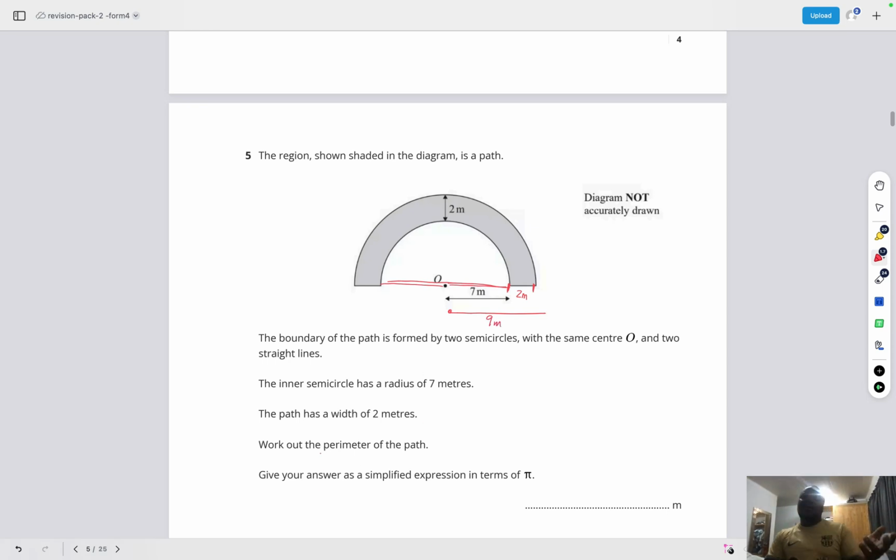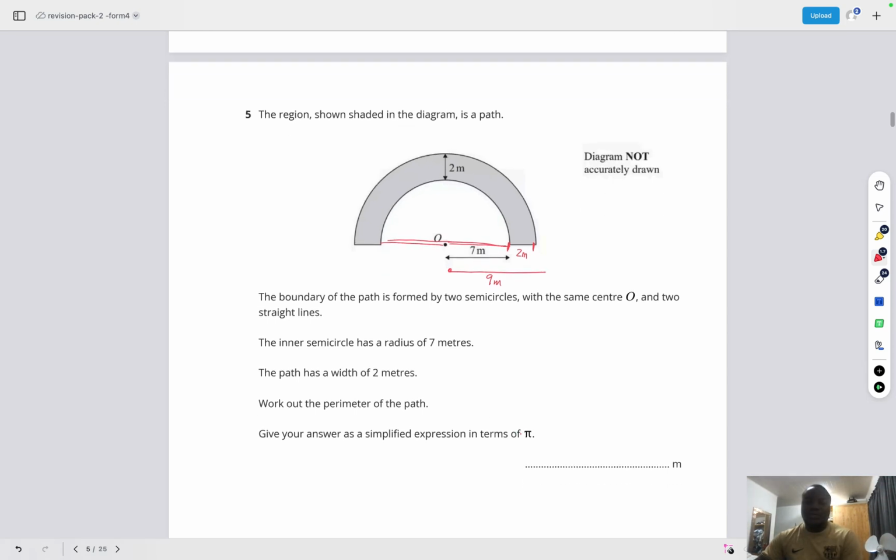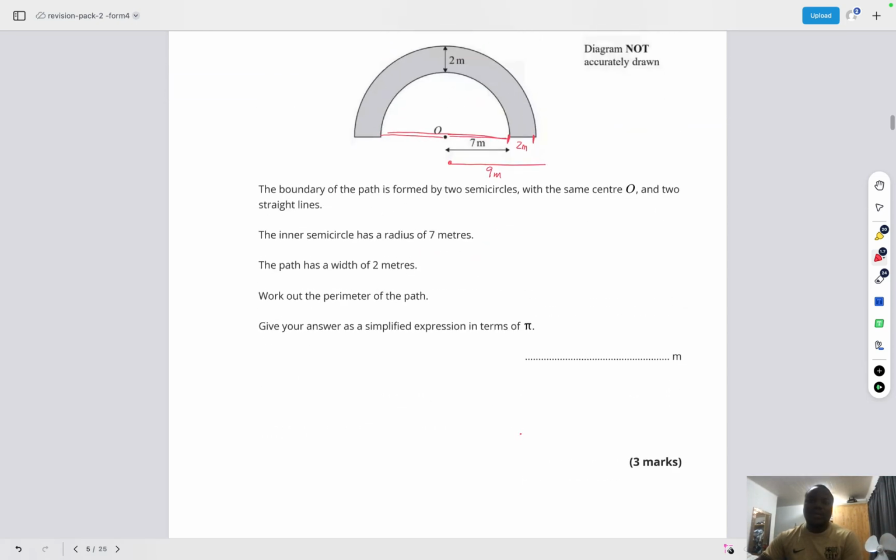Then they say work out the perimeter. Since these are semicircles, for the perimeter we must first find the length of the arcs, the smaller one and the bigger one. Then we add 2 meters and 2 meters. To do this, you just need to remember the formula for the arc length. For the smaller arc here, we are going to say theta over 360 times 2 pi r. We already know these formulas and they are part of the formula sheet that is given.